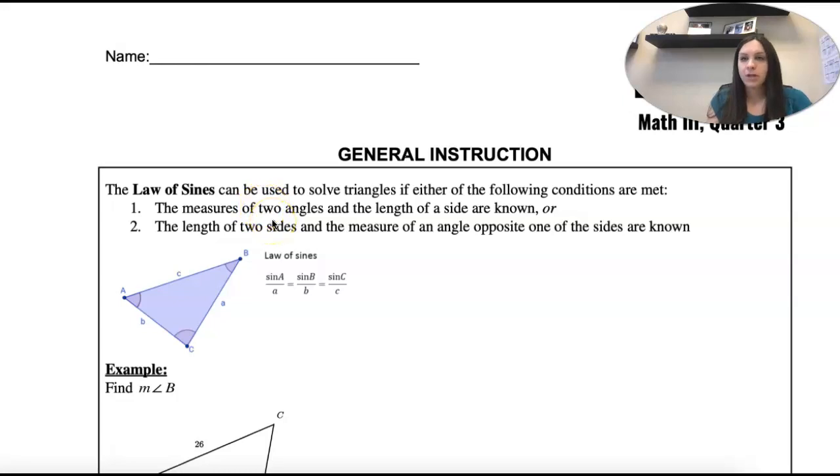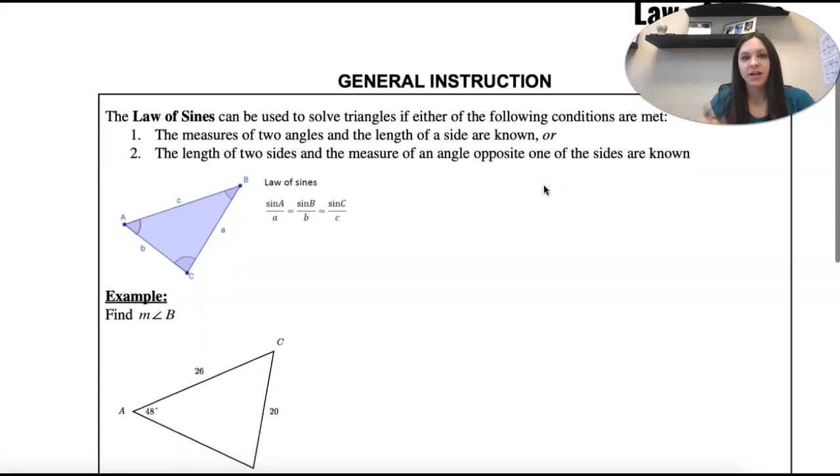So 3.2 is law of sines, and it's an equation. We use it to solve triangles if the measure of two angles and the length of a side are known, or the length of two sides and the measure of an angle opposite one of the sides are known. So this is the law of sines.